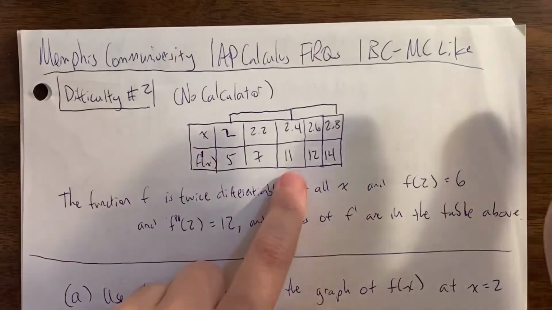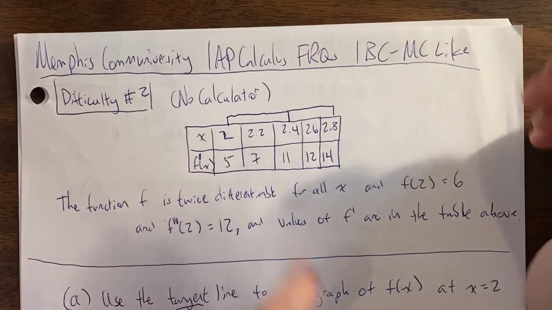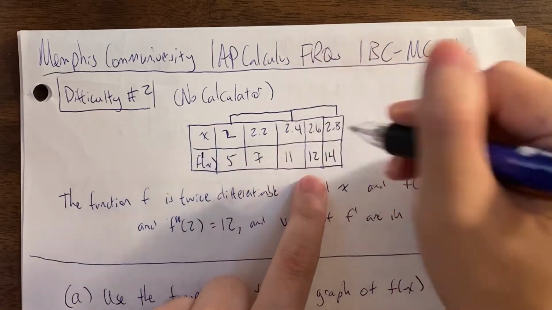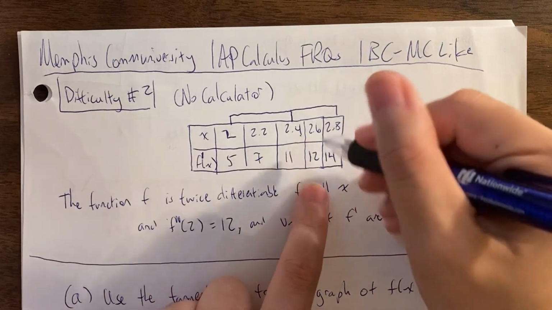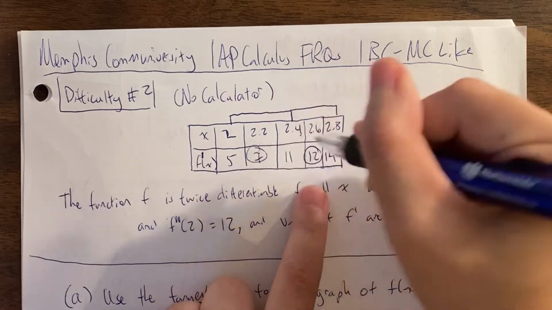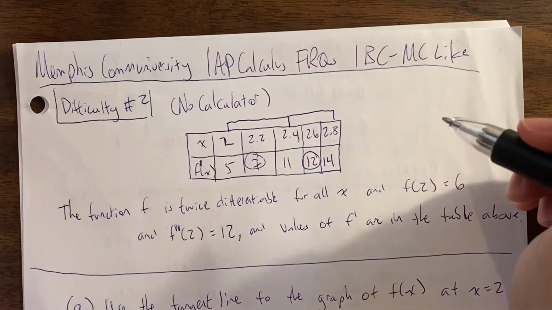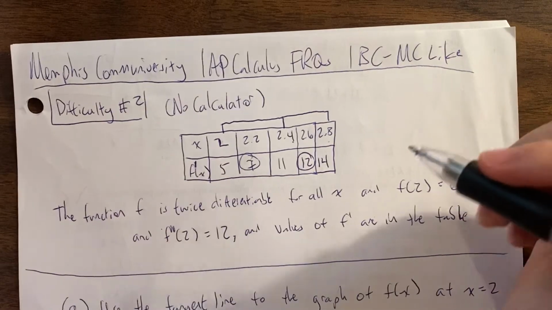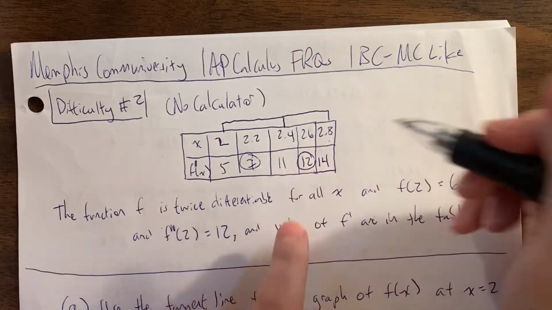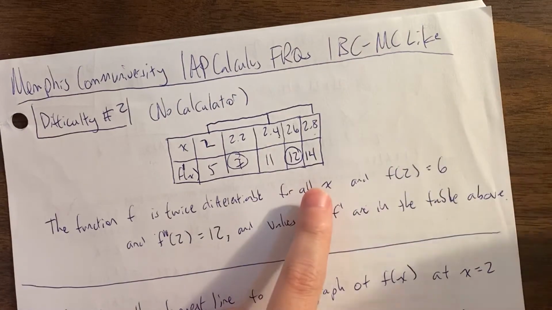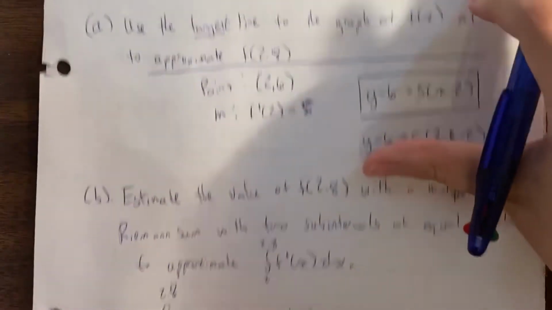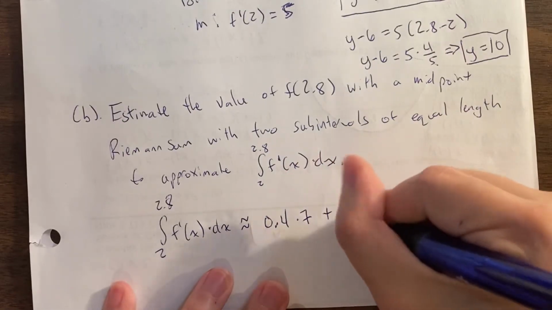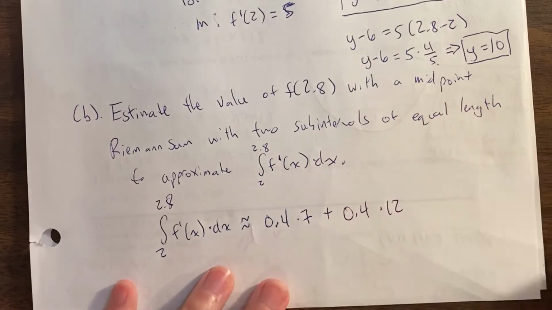And then we take this guy, and again, it's always the difference in the x's times the different y's. So it's going to be 0.4 again, because 2.8 minus 2.4 is 0.4. That's the difference in the x's. And then we're going to choose to multiply by 12, because that's the function value for the midpoint. If we were doing left, we would choose 11. If we were doing right, we would choose 14. But we're always the difference in the x's times different y's. So in this case, we're going to get plus 0.4 times 12.